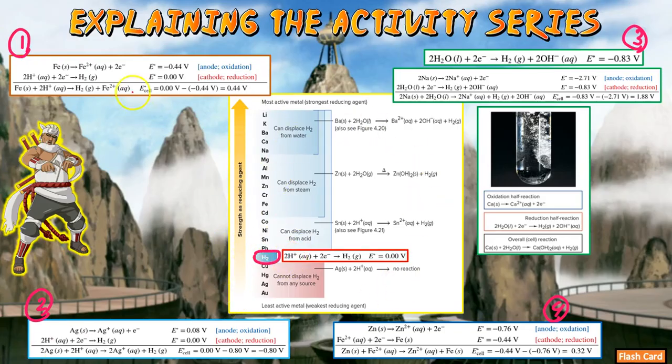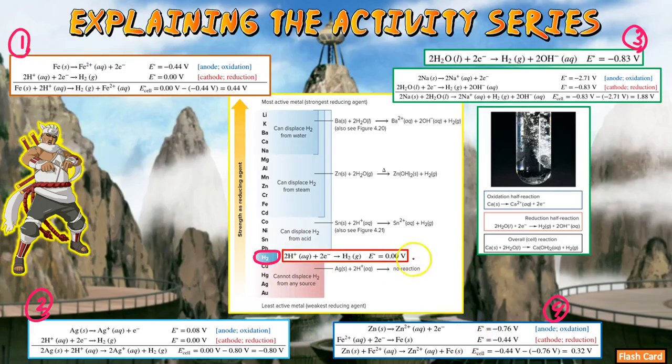The first scenario is when a metal can actually displace H2 from acid. Another way of saying this is that a metal can reduce H+ to form H2 gas. Next, we have scenarios where metals are unable to displace H2 from an acid. And then we're going to talk about metals which can reduce water, or another way of saying it is that they can displace H2 from water. And the fourth is where metals can displace other metals. So let's go ahead and get into it.